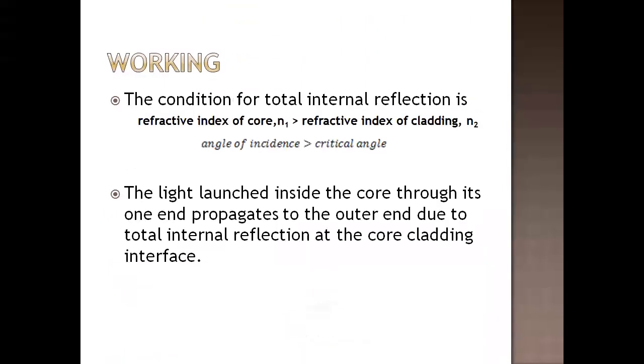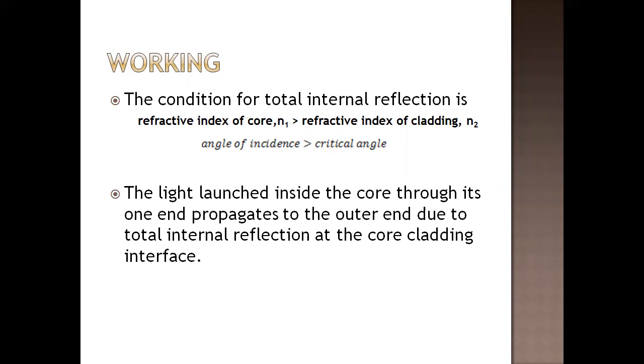So for the working, as I told you, total internal reflection is the basic principle. The refractive index of the core should be greater than the refractive index of the cladding, so that the ray will travel from a denser to a rarer medium. Another thing, at the interface, the angle of incidence should be greater than the critical angle, so that the ray will get back into the same medium.